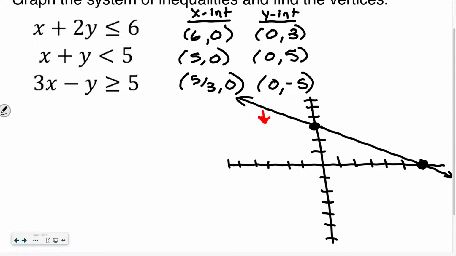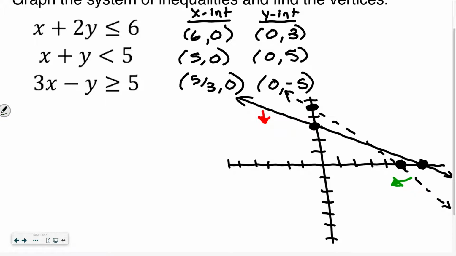Okay, plot my next intercepts, (5, 0) and (0, 5). And this graph is going to be a dotted line. Again, I'm going to test my shading. I'm going to test (0, 0). Is 0 less than 5? Good to go. So I should shade where (0, 0) is. So this one is shading in this direction.